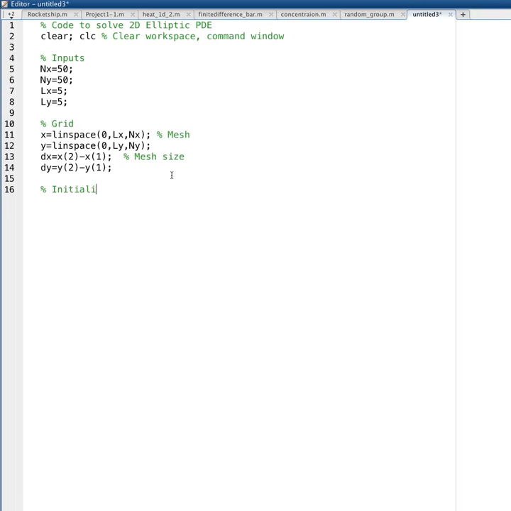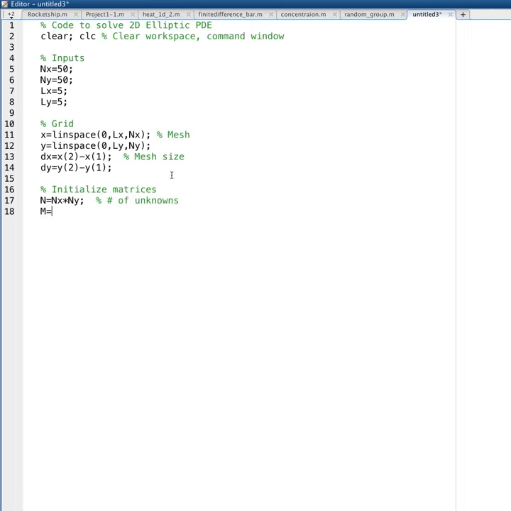Let's initialize our matrices. Since the matrices are mostly zeros, let's just create them as zeros. We need to know how many unknowns we have. So n is the number of unknowns, and that's going to be nx times ny. In this problem we have 50 points in x and 50 points in y, which gives us 2,500 unknowns. This is the number of unknowns that we're going to solve for.